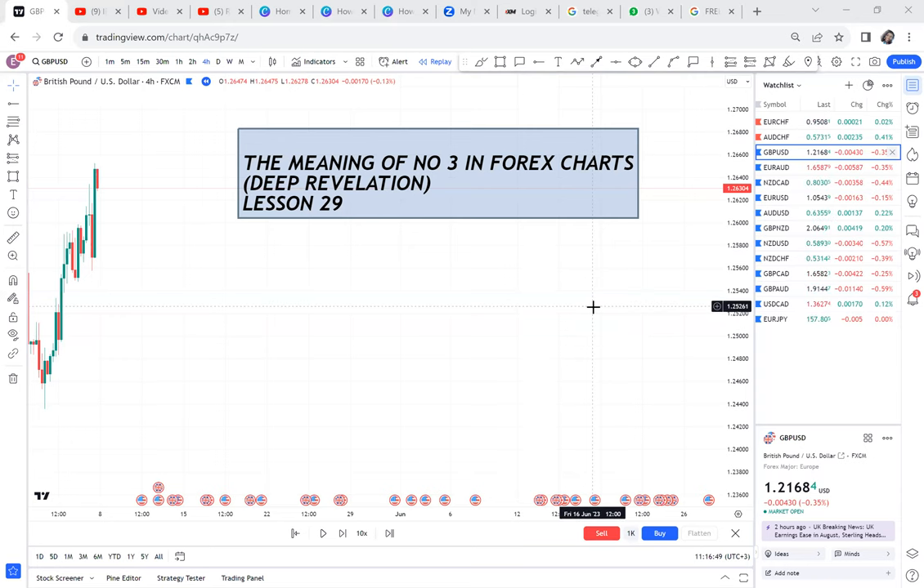Lesson 29. In this lesson, I want to share a deep revelation: the meaning of number three in the Forex chart. Guys, you have never paid attention. Most of my strategies are in three, like I love three-letter words, and every strategy, if it's a direction, it is in three. I love it because there's a reason, and you always know when it is number three, something great is about to happen.